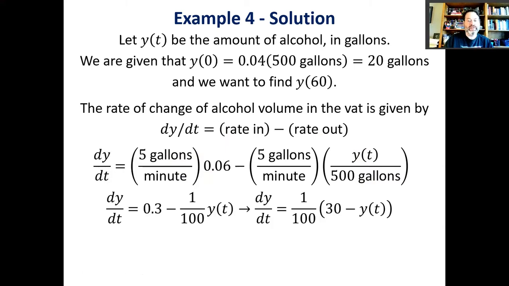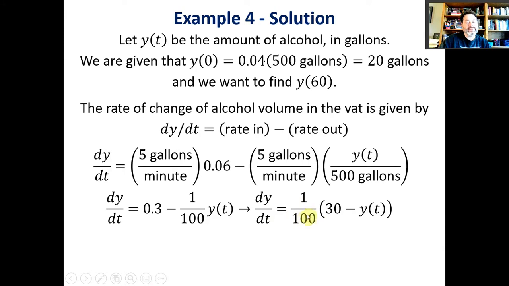All right, then you just simplify this, right? So 5 times 0.06 is 0.3. 5 divided by 500 is 1 over 100. And I just dropped all the units. You don't need the units, but when you're building this thing, it's good to have the units in there. It'll help you with dimensional analysis.